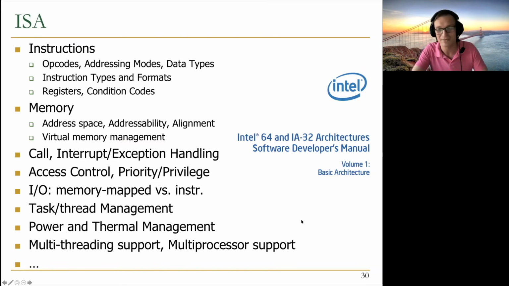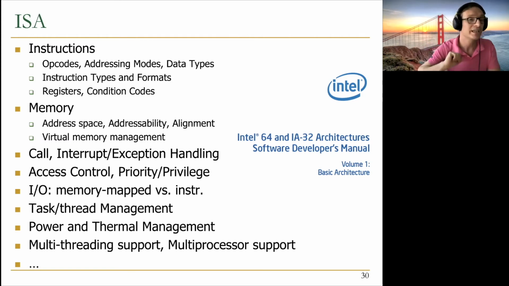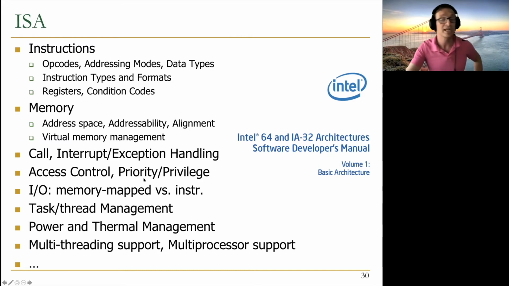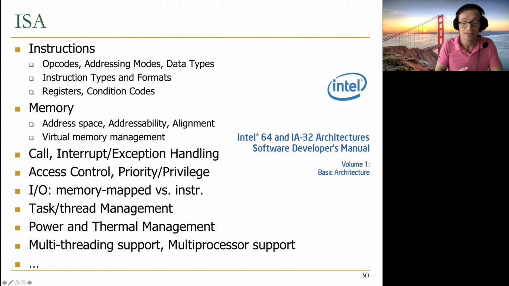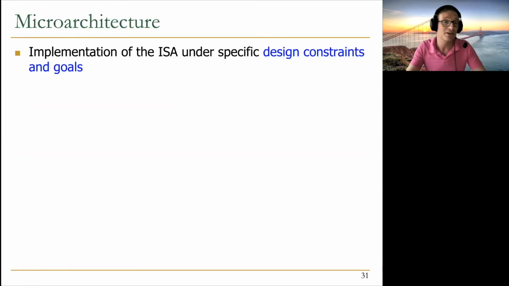And this is an old picture of an Intel ISA manual. Whatever is described in this manual as exposed to the programmer is your ISA, because that's what the manual promises. Again, I'm not going to go through these details, but hopefully this shows you the complexity of modern ISAs. They specify a lot of things that the software needs to know, either the system software or the software that non-system programmers write.